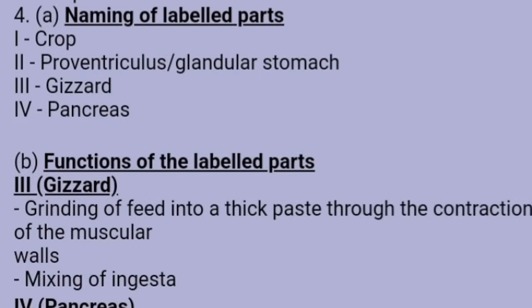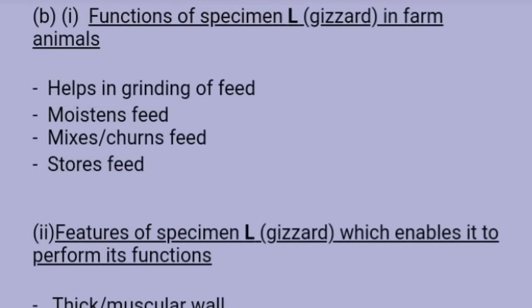Okay, the part labeled I is the crop, the part labeled II is the glandular stomach, and then the part labeled III is where we call the gizzard, and the IV is the pancreas. Okay, but if you are not given something like this, then you may be asked to explain some features of gizzard that you are seeing in your exam hall, and some other things like the functions of gizzard. So gizzard is used for grinding of feed into a thick paste through the contraction of the muscular walls. It's also used in mixing of ingesta. So we are saying it's used for churning of food and also for grinding food. Okay, so it's used for the temporary storage of food also.